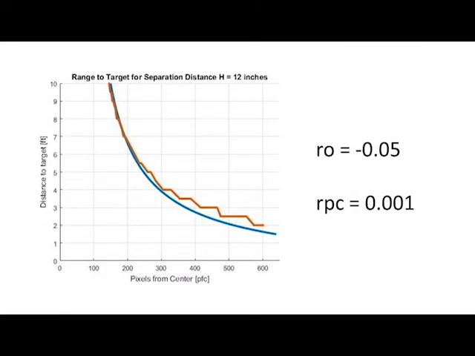For the data that I collected for my initial calibration, I used RO equals minus 0.05 and RPC equals 0.001. Here you can see my data in red compared to the theoretical values in blue. My LiDAR was very accurate above 5 feet, and then the accuracy begins to decrease. However, due to the rudimentary nature of my initial calibration, I considered this a successful proof of concept test.